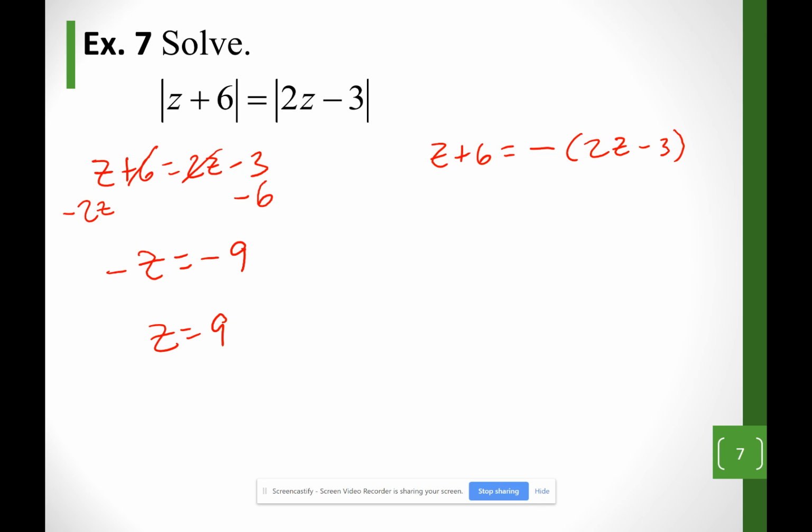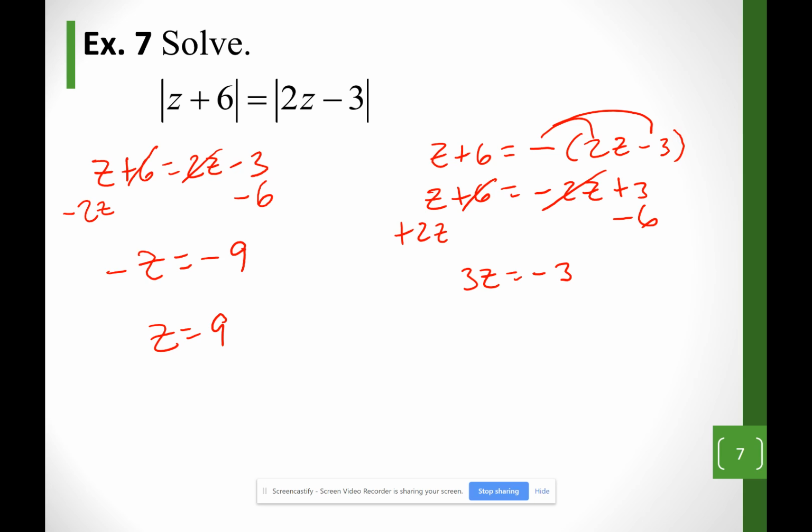Looking at the second equation, let me distribute the negative sign first. So z plus 6 is equal to negative 2z plus 3, because I distribute the negative sign. Let me bring the 2z to the left. Let me bring my minus 6 to the right. So I have that 3z is equal to negative 3. Divide both sides by 3. And z, in this case, is equal to negative 1.